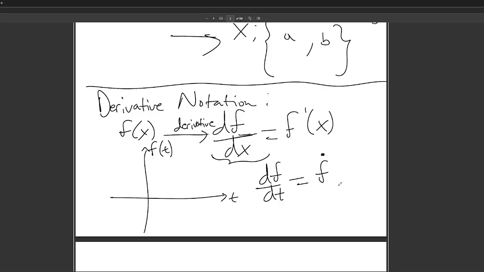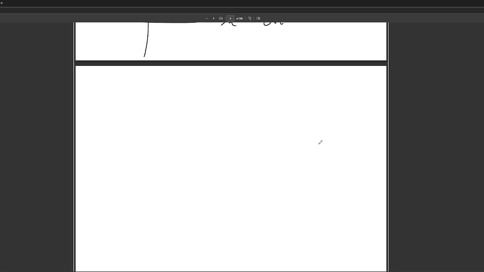And again, we haven't talked about the second derivative and those things yet, but just know that this is the notation we will be using. Okay. Yes, estimating derivatives of a function at a point.